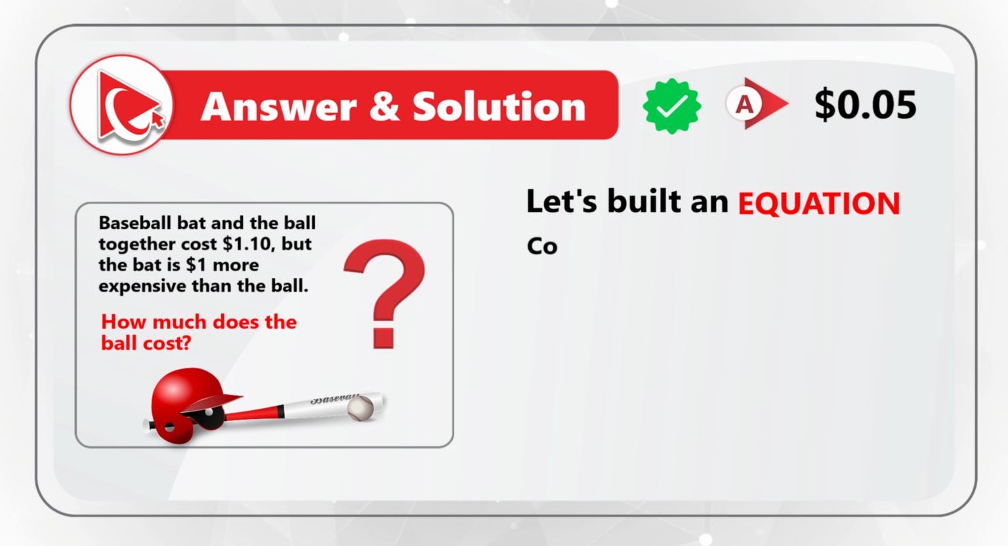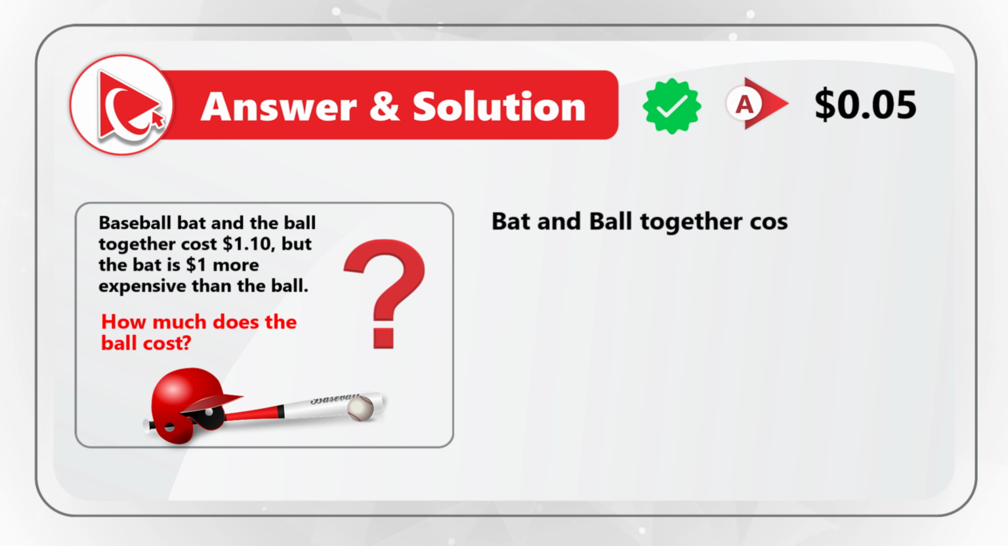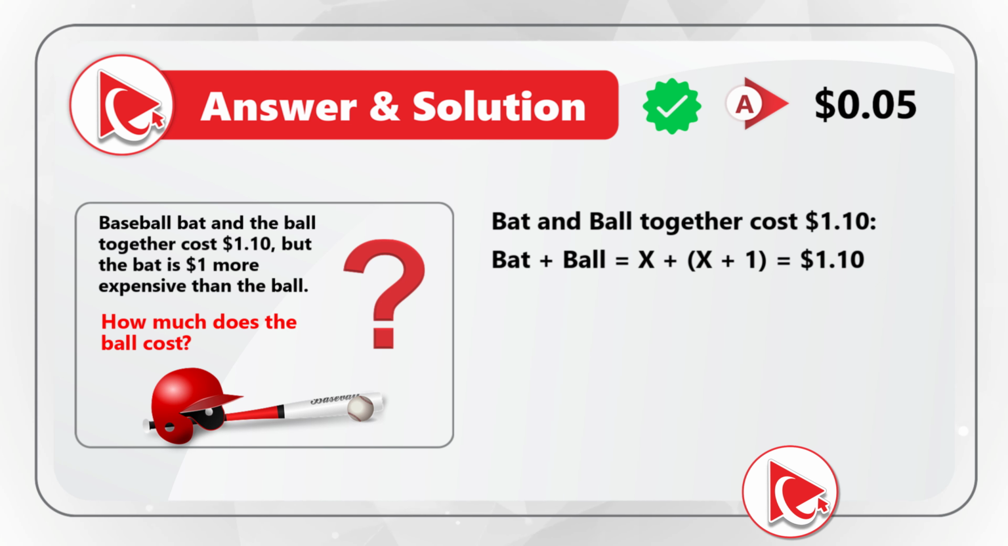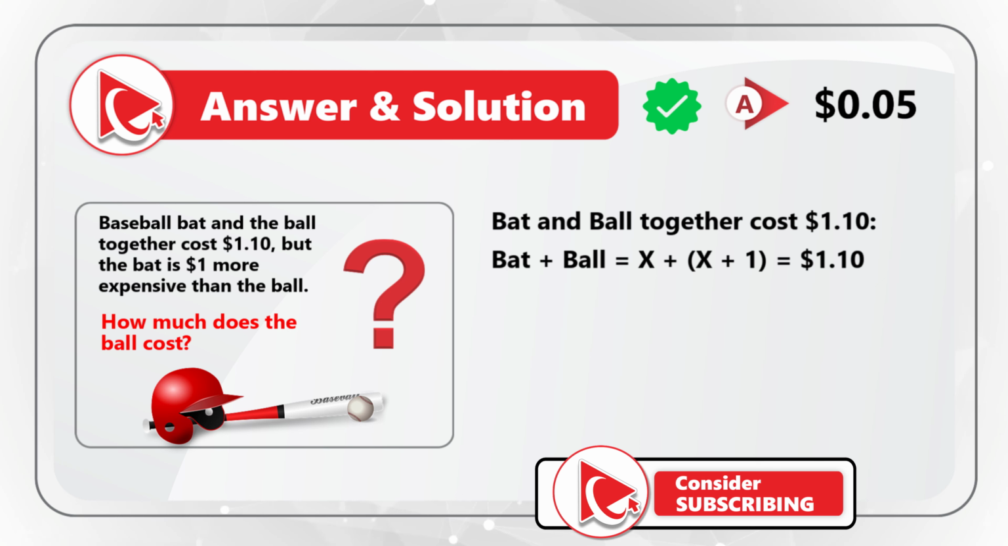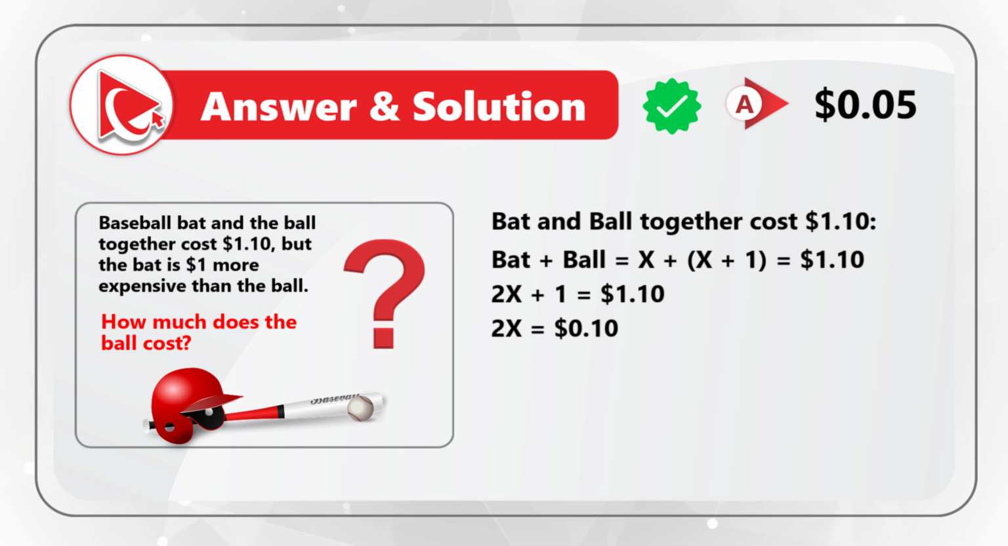Let's build a quick equation. The cost of the ball would be X. And since the bat costs $1 more, the cost of the bat would be X plus $1. Now we can take advantage of the fact that the ball and the bat together cost $1.10. Bat plus ball would be X plus X plus 1, and would be equal to $1.10, which would mean that 2X plus 1 would be equal to $1.10. If we simplify, we would find out that 2X equals 10 cents, which basically means 2 balls equal 10 cents, which means that X equals 5 cents.